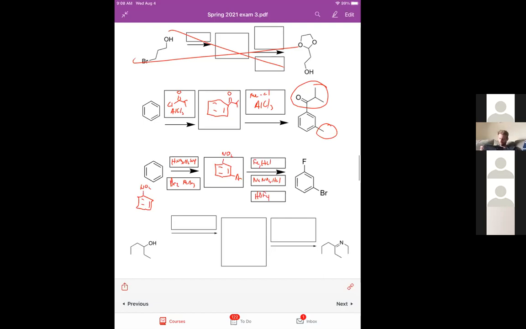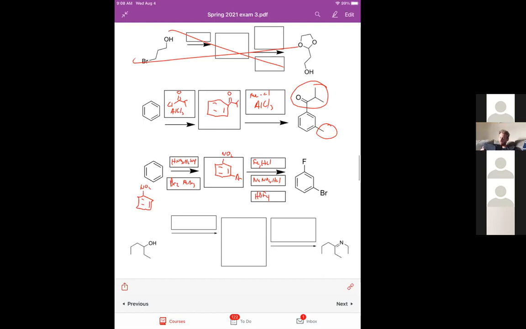And in synthesis problems, this is what we expect to do too, right? Say it again. In synthesis problems, this is similar to what we need to do. Yes. Okay.